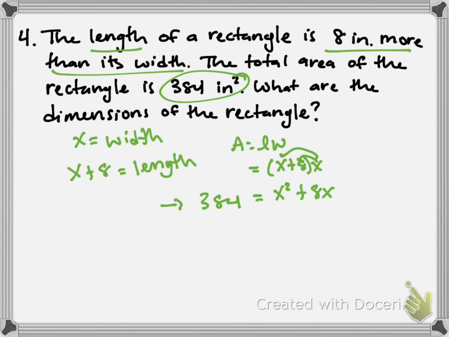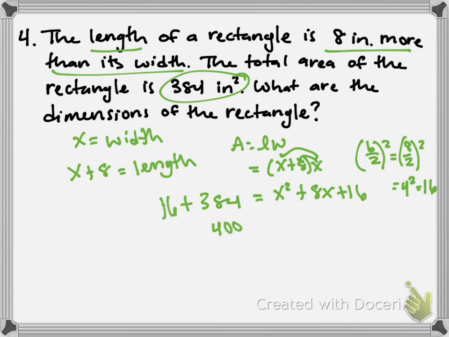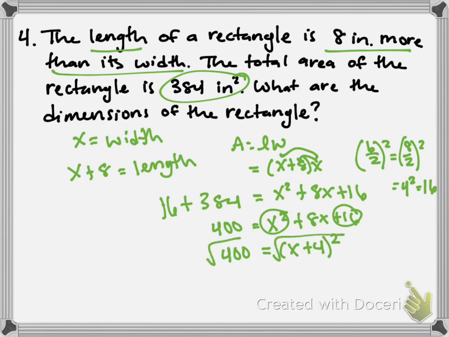So complete the square. I need b over 2 squared. So b is 8. 8 divided by 2 squared is 4 squared, which is 16. So I'm going to add 16 to both sides. Add 16 over here. So I get 400 equals x squared plus 8x plus 16. Perfect square, perfect square. So 400 equals x plus 4 squared. How do I undo a square? Take the square root of both sides. So plus or minus 20 equals x plus 4.